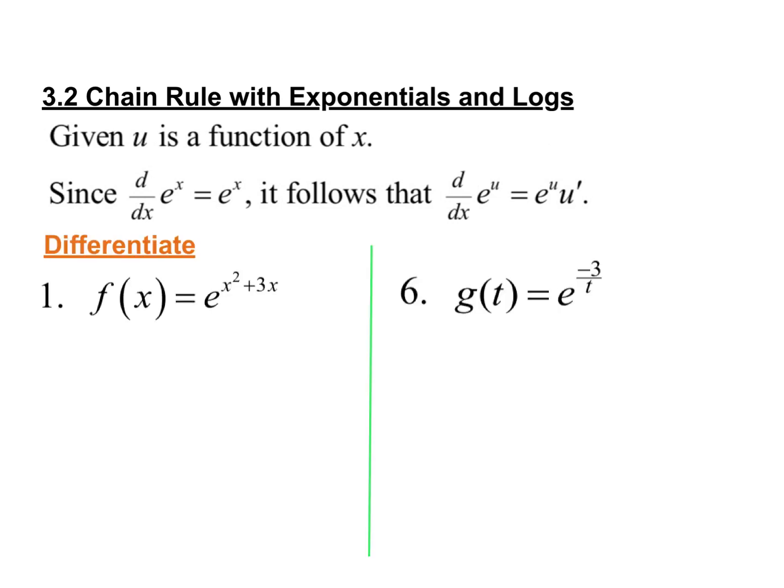Anyway, all right, here are the first two examples. This one is example 1 from the book, example 6 from the book. Go ahead and differentiate those. Let's just make sure we know what we're doing here, and then we'll go from there.